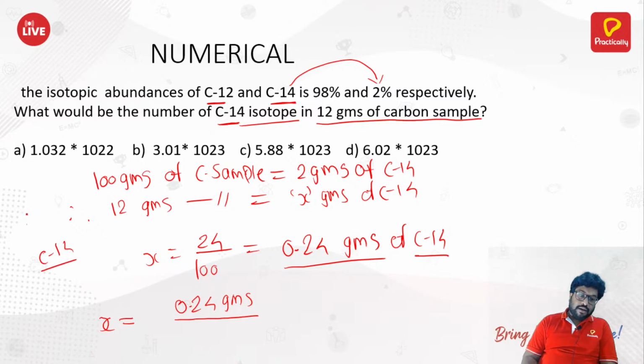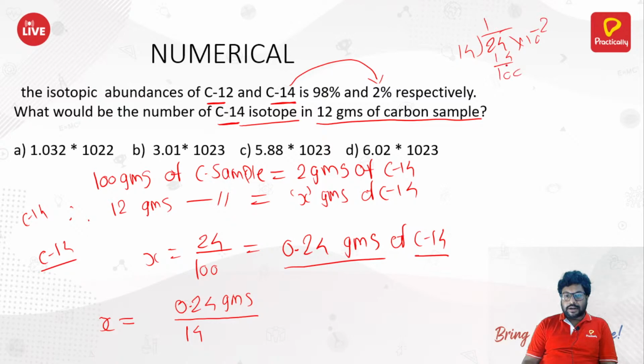C14's atomic mass will be how much? It will be 14, no? For C12 it's 12, right? Then for C14 it's 14, right? So 24 divided by 14 into 10 raised to minus 2. So 14 ones are 14, you got 100. Then 14 sevens are 98, 14 ones are 14. So you have 1.71 into 10 raised to minus 2 moles of C14.